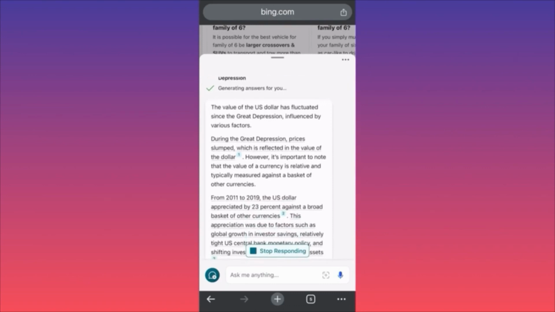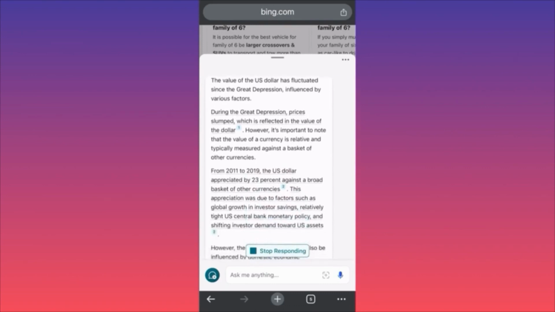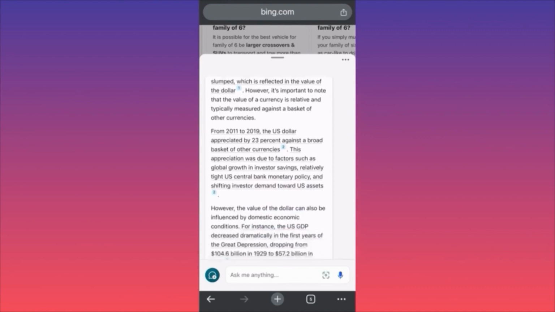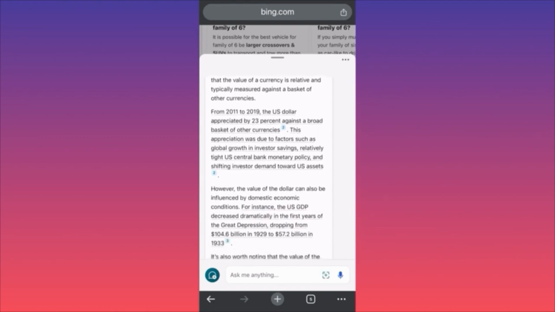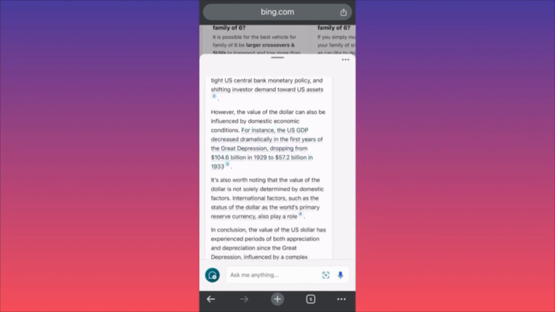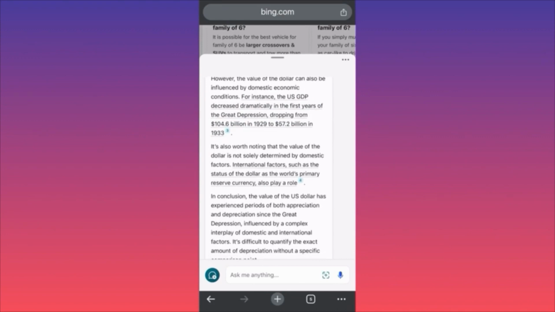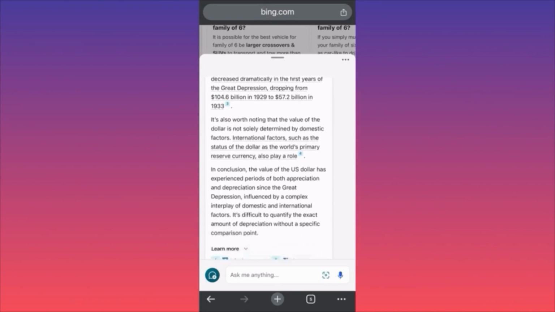The value of the US dollar has fluctuated since the Great Depression, influenced by various factors. During the Great Depression, prices slumped, which is reflected in the value of the dollar. However, it's important to note that from 2011 to 2019, the US dollar appreciated by 23% against a broad basket of other currencies. This is not what we're asking, right, guys? However, the value of the dollar can also be influenced by domestic economic conditions. For instance, the value of the US GDP decreased dramatically in the first quarter of the Great Depression.